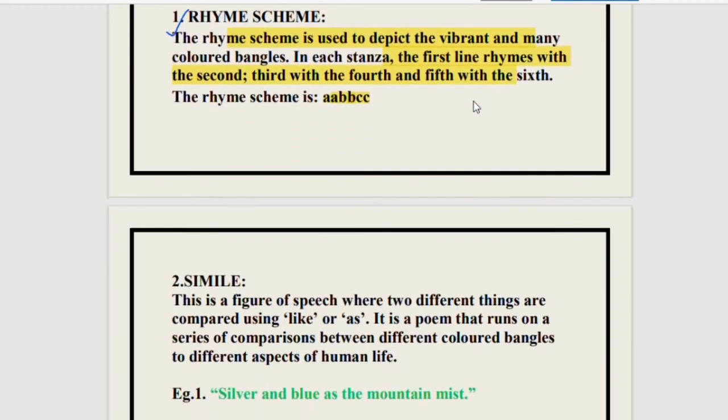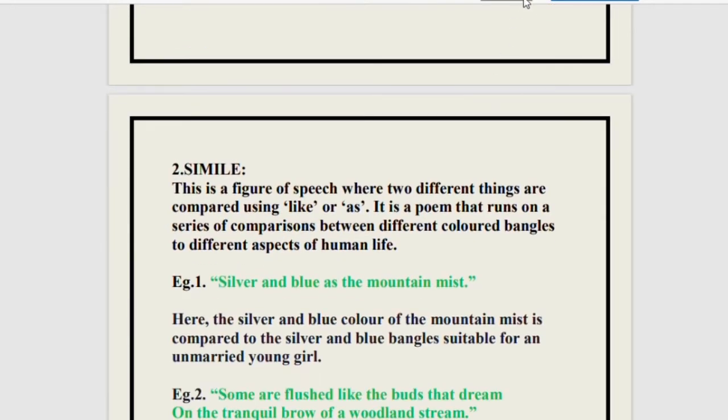Now we will move to the next one. Now we have simile. This one we already have discussed. Simile is a type of comparison where we compare two things using like or as. For example, as beautiful as a rose, where a girl is compared to a rose using the word as.